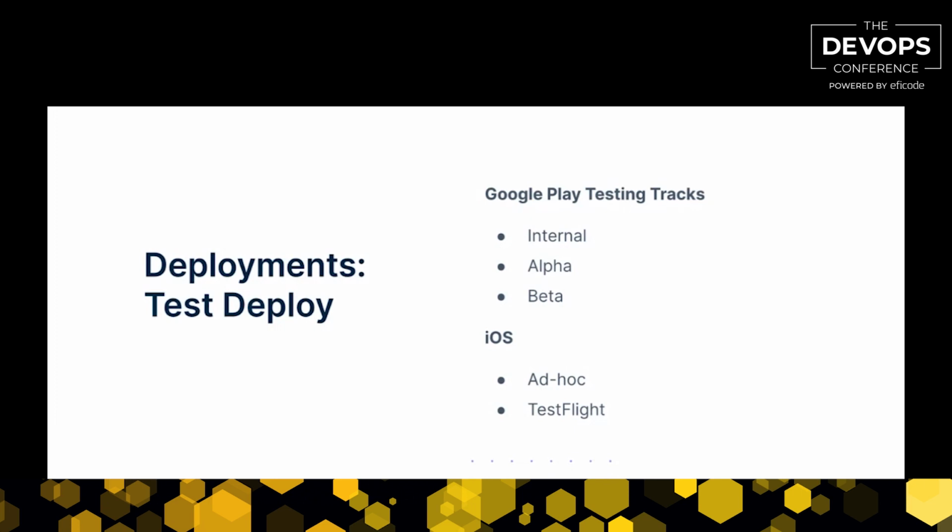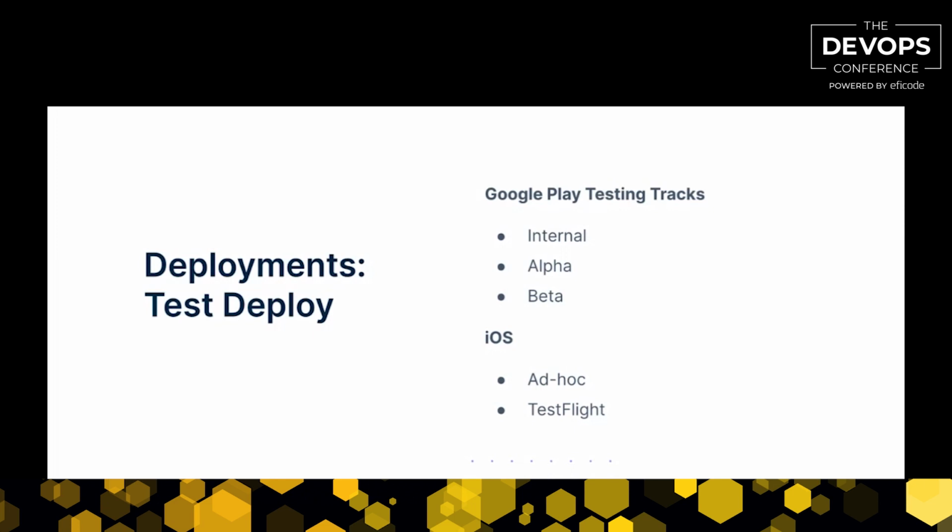There's alpha testing, which is also called the closed testing track. This allows you to release to a wider audience, but still not fully public in the App Store. And then there is beta. By the time you get to beta, you want to make sure that your app is ready to be listed and fully configured, because it will show in the Google Play Store, but as beta.